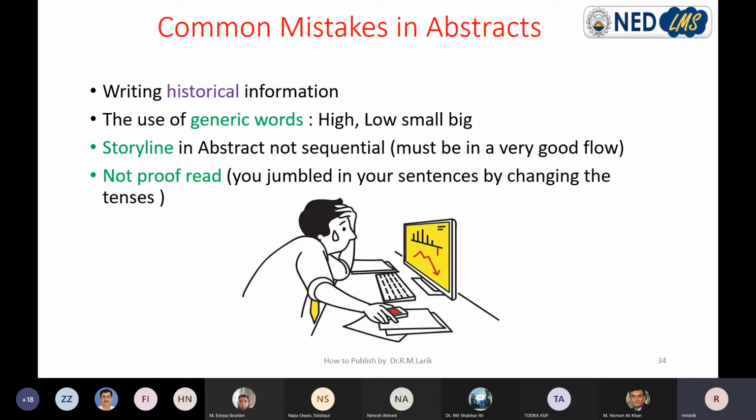The sentences must be synchronized with each other. The storyline must be synchronized, right? And don't jumble your sentences, right? And you don't just throw it into the journals. No, you need to have a proofread, right? And it is better that you hire a native English speaker who can proofread your article and remove all grammatical, spelling, or whatever mistakes are there. Then after that, you need to have a good look and then you send it.